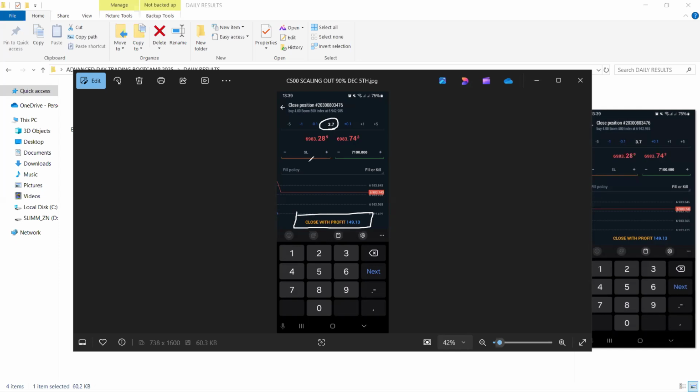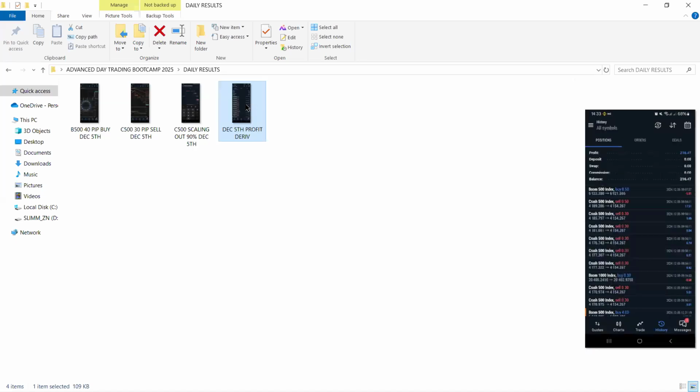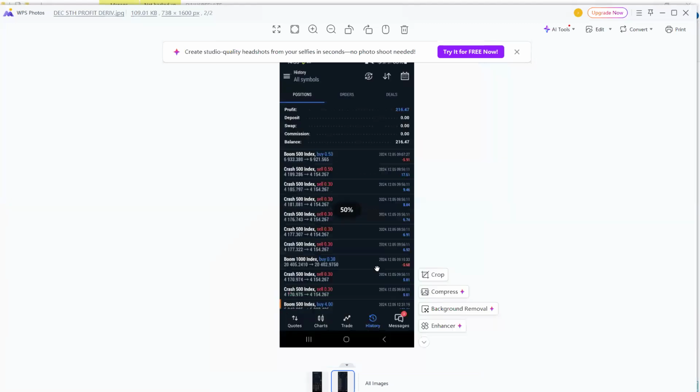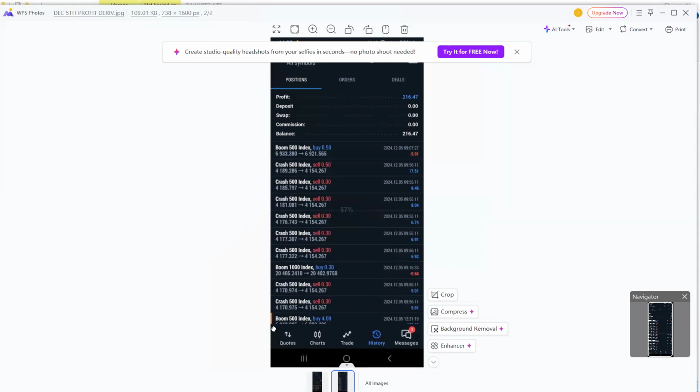Then I trailed it at 30 pips, so it ended up getting taken out. The profit for this particular trading session today was about what? Let's see. It was about 216. So these are all the trades I took today. I'm not sure if it shows to the bottom. Yeah, there we go. So these were the trades.